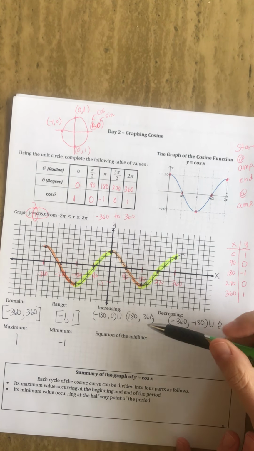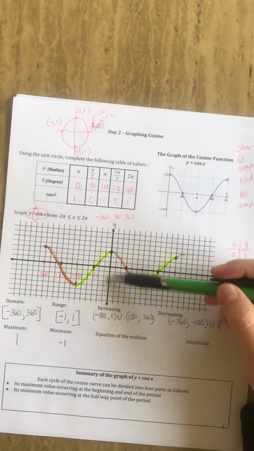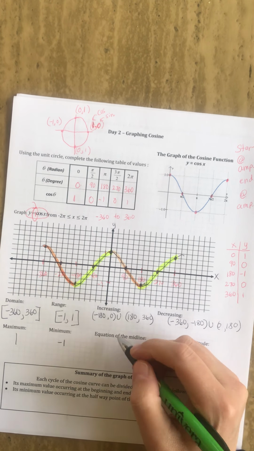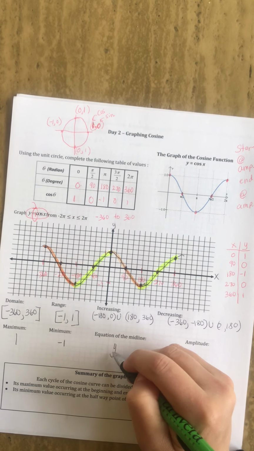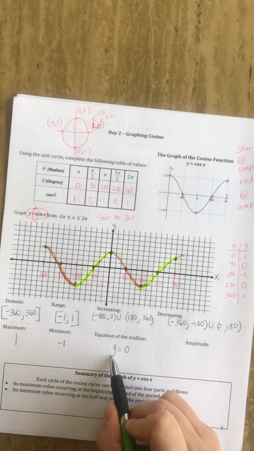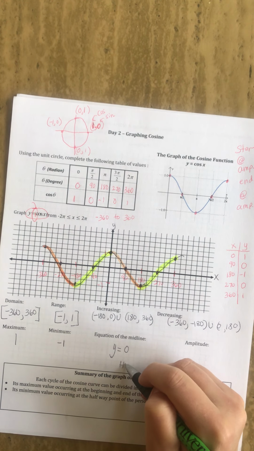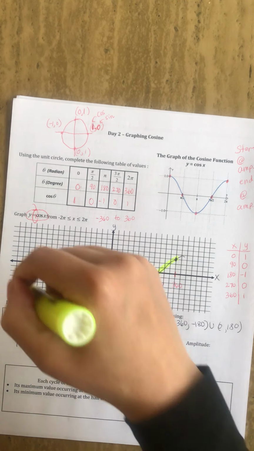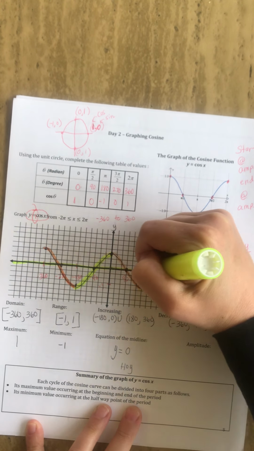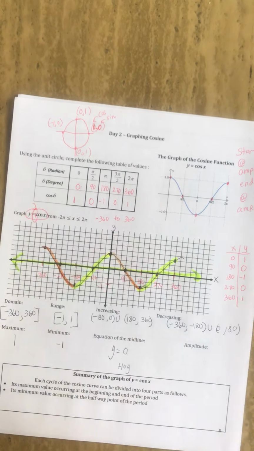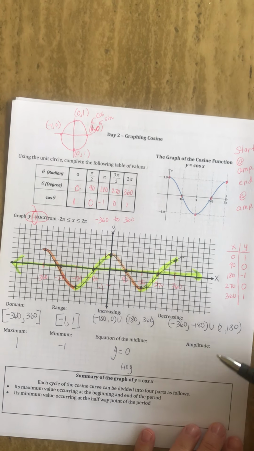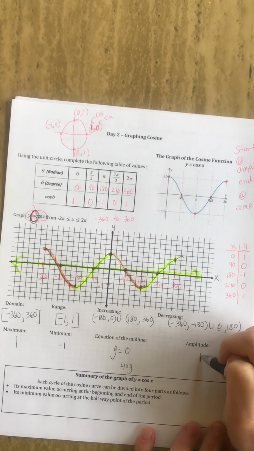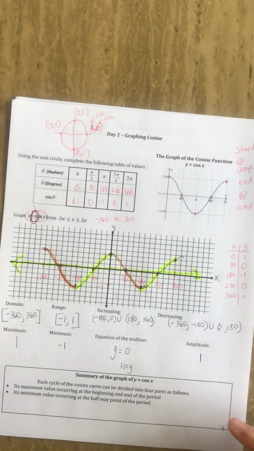The equation of the midline, again, we're going to go ahead and focus in on the y. It's from the max and the min, and it's the midway point, and that midway line is y equals 0. It would be going right through here at this point, and that would be our equation of the midline. And the amplitude, the highest point, you guys can see that the amplitude would be 1.